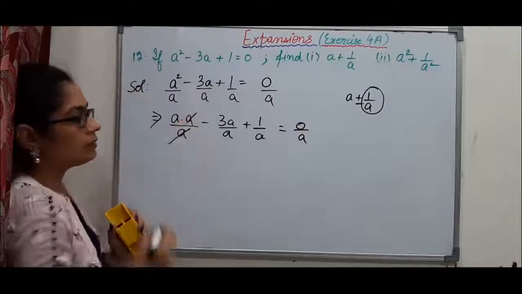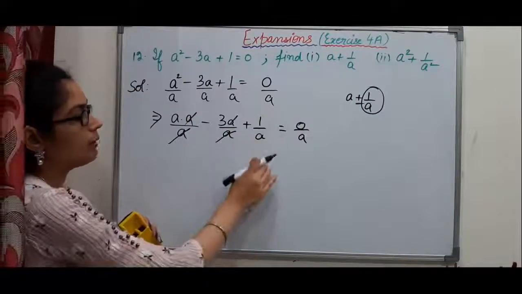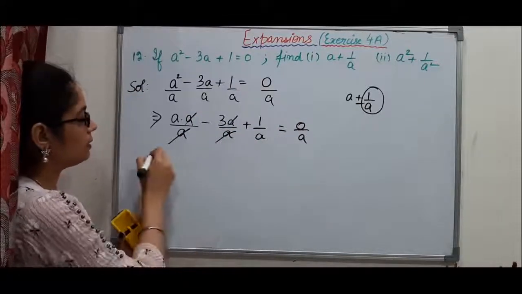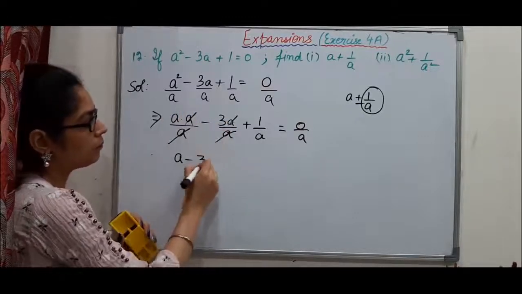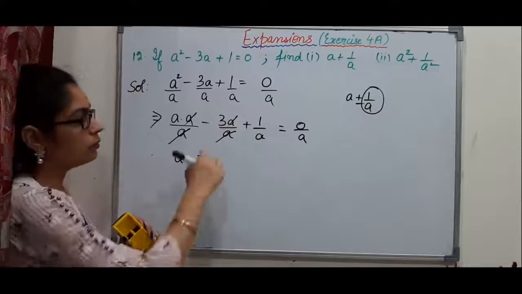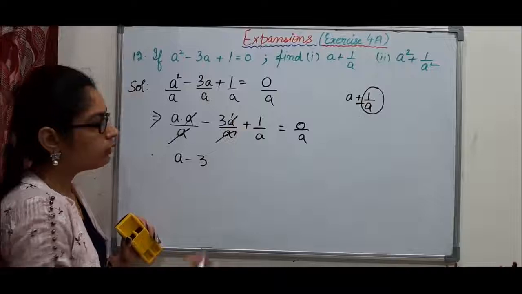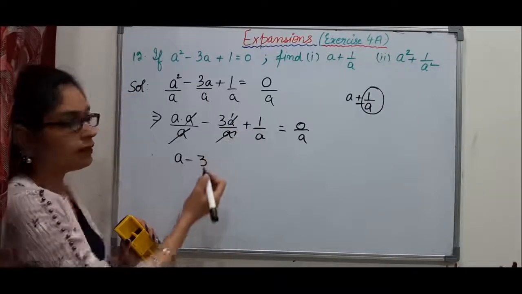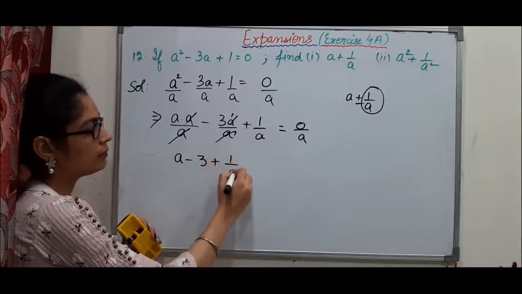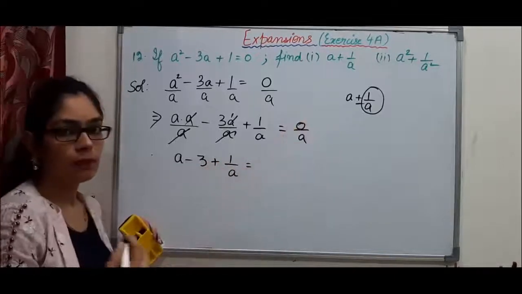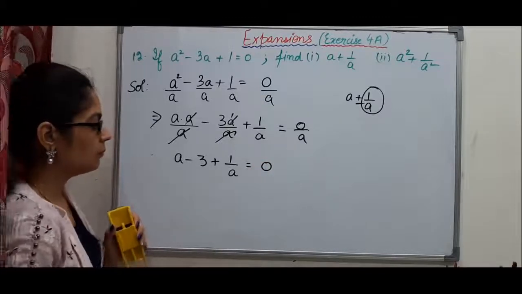Now this a and this a will get cancelled, this a and this a will get cancelled. Here 1 by a will remain as it is and 0 by a as it is. So we are left with a here, minus 3, because a and a already cancelled, so 3 into 1 is 3, this is 1, so in the denominator no need to write anything. If nothing is written, it's understood it is 1, plus 1 by a as it is. 0 divided by anything is 0.